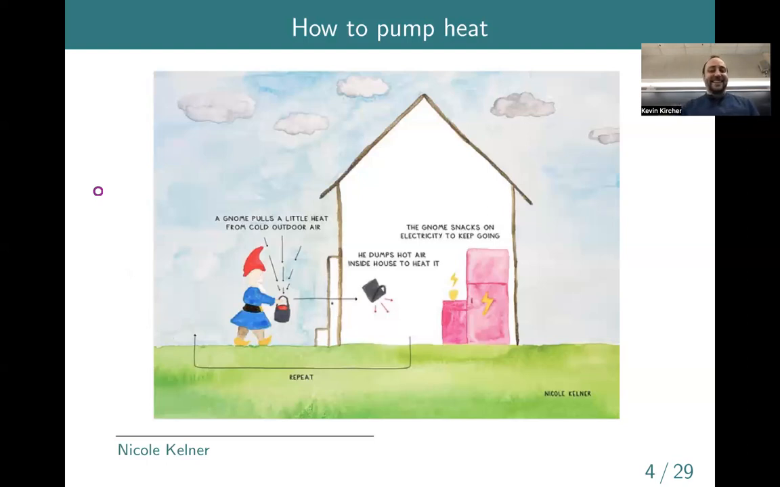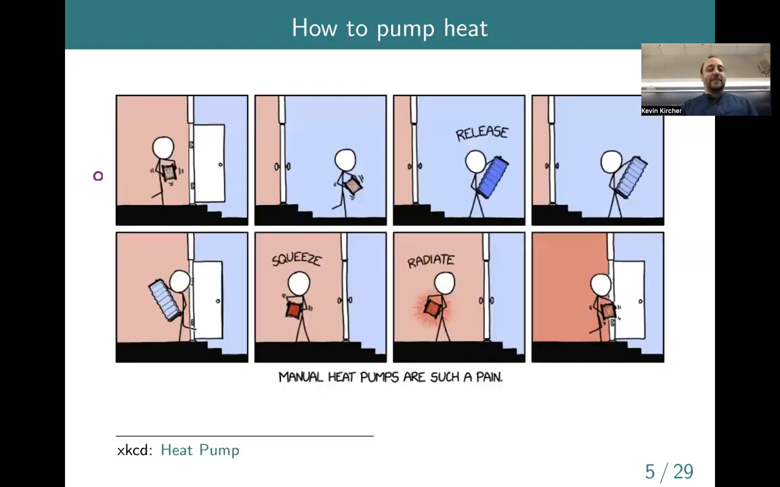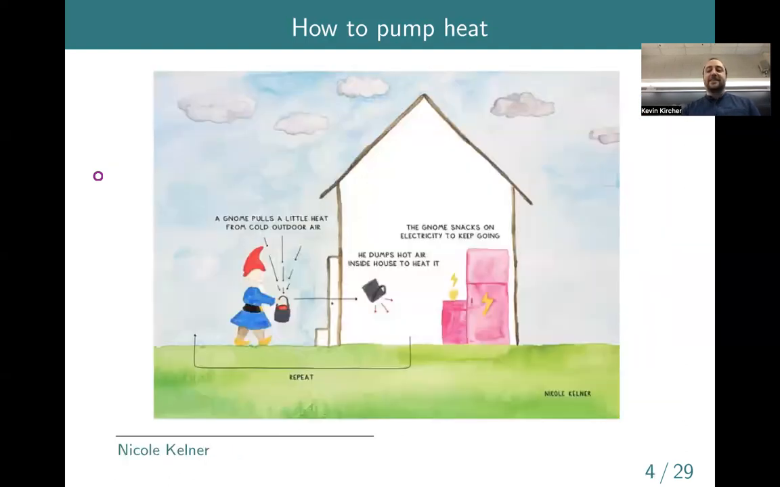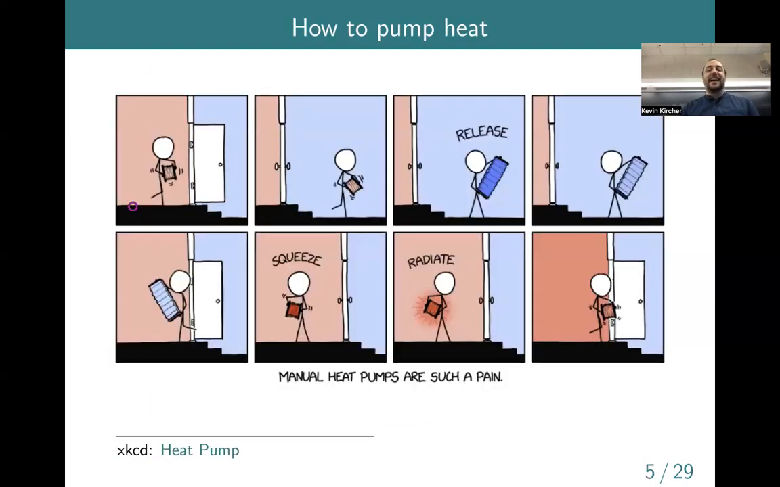Yeah, exactly. Okay, so then slightly more sophisticated, and I like to think, so this is an XKCD comic from about a year ago, something like that, and I like to think that Randall Munroe, the artist who draws XKCD, listened to the podcast or saw on social media this art that Nicole drew, and then had this idea for a human-powered heat pump.